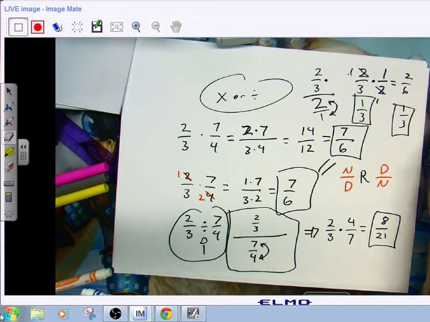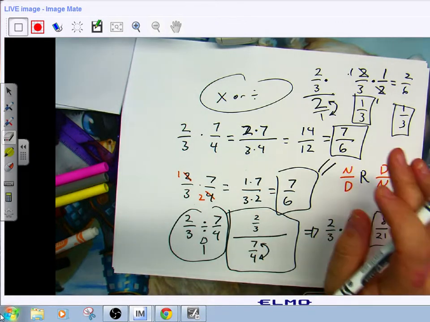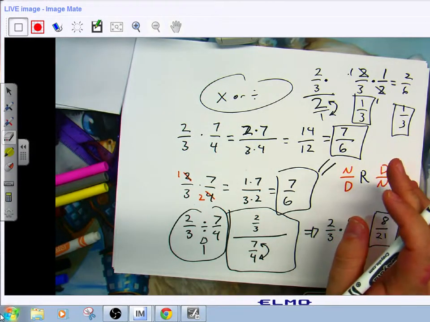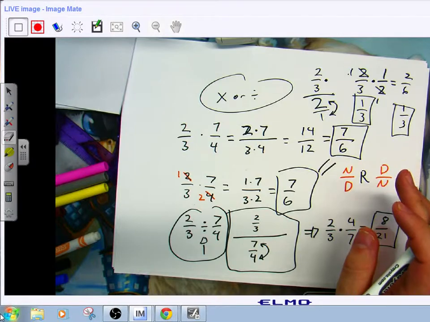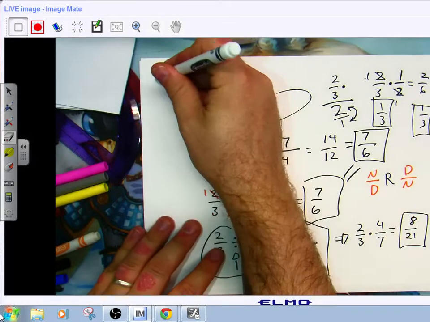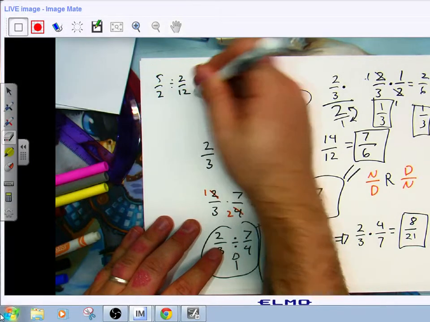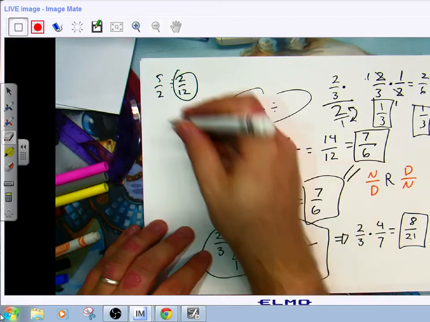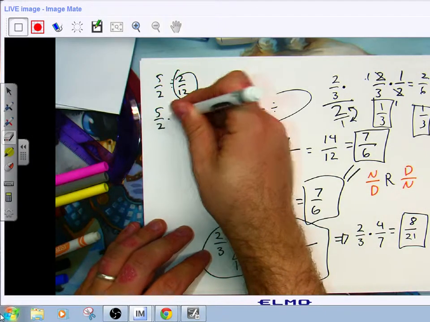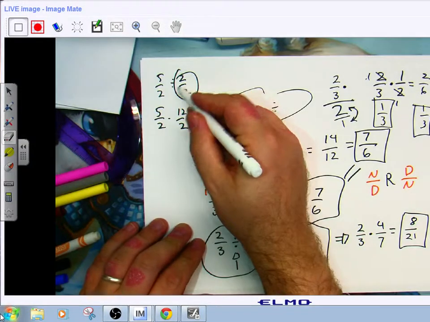Because the 2/3 is what's being divided, but it's not what we're dividing by. Whatever number is our numerator, we don't flip. We only flip our denominator. We only flip the thing that we're dividing by. Okay? So like if I had 5/2 divided by 2/12, this is the thing that we're going to flip. It becomes 5/2 times 12/2. Okay? It's always the thing that we're dividing by that flips.